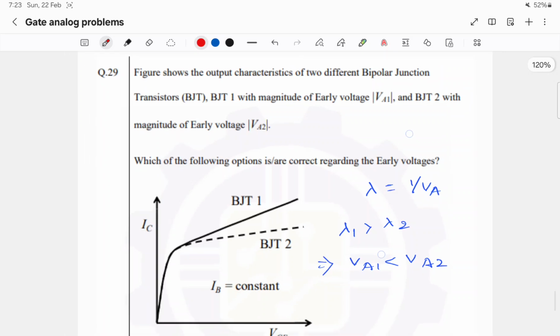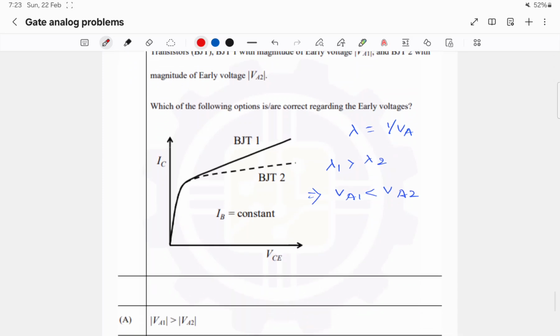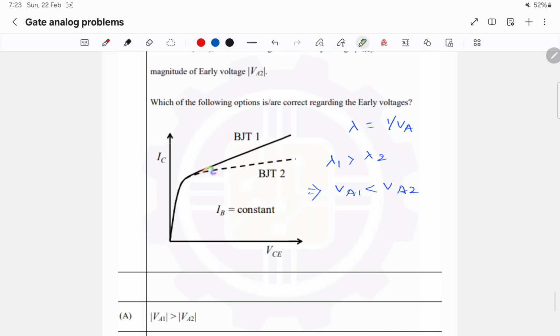In the next question, they have given a plot, IC versus VCE. We have to find out the relation between the early voltages of two BJTs. BJT1 they have given like this, and BJT2 ideally it should be like this. It should be flat with respect to VCE, and because of the early effect it will have a finite slope. They are representing the finite slope with the early voltages. The early voltage of BJT1 is VA1, and the early voltage of BJT2 is VA2.